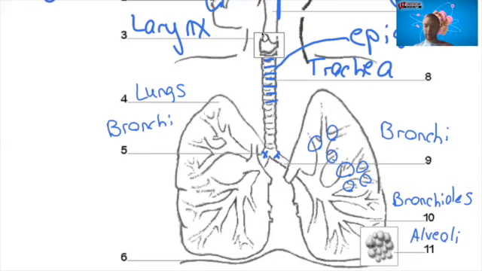So this right here, those little microscopic structures have tons of blood vessels, and that's where your blood is going to drop off carbon dioxide and you're going to exhale it, and that's where it's going to pick up oxygen. Okay, so the alveoli are the actual place where we exchange oxygen in our body.